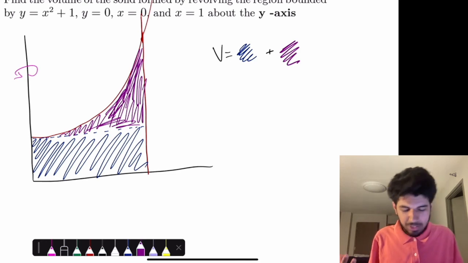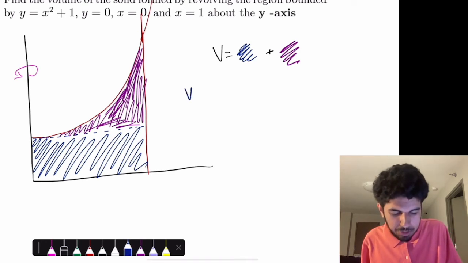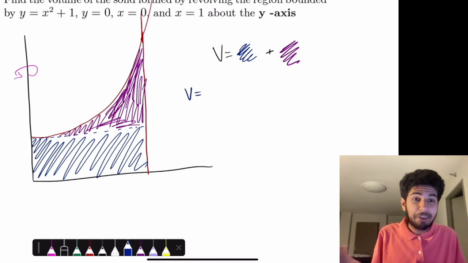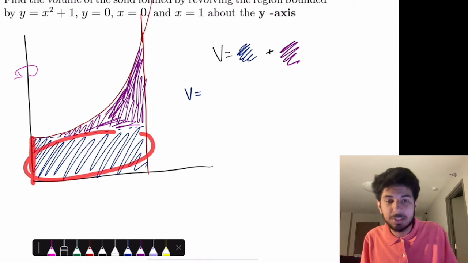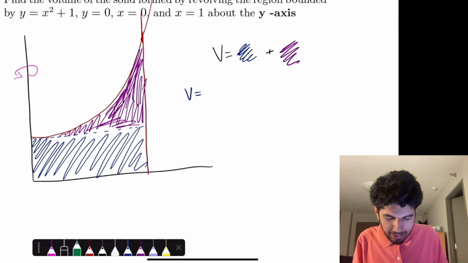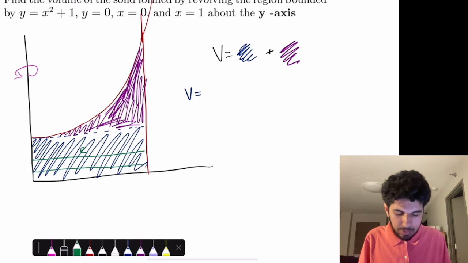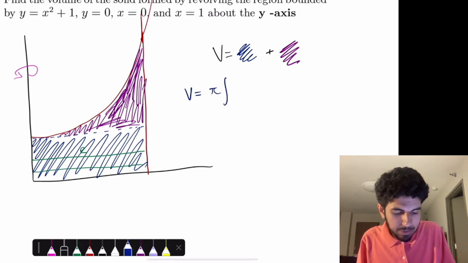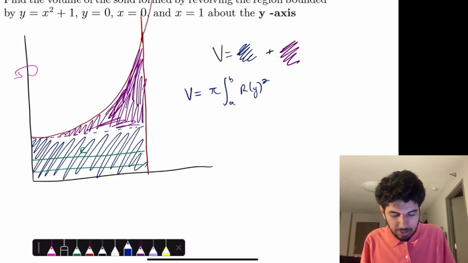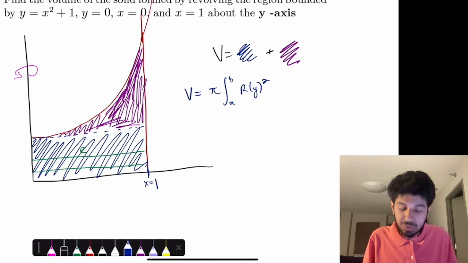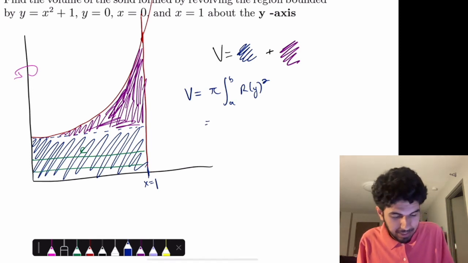Great, let's do it. Which one do we want to do? Let's do blue first. So the blue one happens to be a disk method problem. Notice how the region touches the axis of rotation here, and our radii will be these lines here, right? So volume is equal to pi integral from a to b of r of y squared. Simple disk method problem. What's our radius? Well, remember that this is the line x equals 1. So the radius is simply equal to 1. That's convenient.